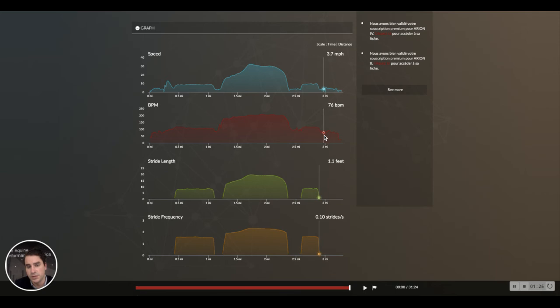Then 15 minutes after the main exercise, we can see that the horse is getting down to 76 beats per minute. So that means the horse is fully recovered and ready to get back to the stable.